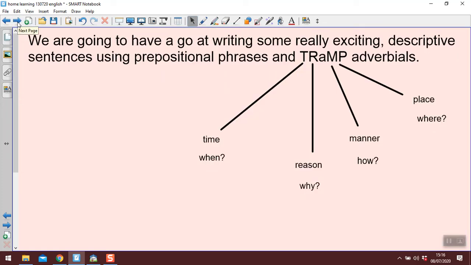We're going to have a go at writing some really exciting descriptive sentences using prepositional phrases and TRAMP adverbials. So, if you remember from two weeks ago when we looked at adverbials, we had the T, R, A, M and P, and they each stood for something. The T stands for time, when did it happen? The R stands for reason, why something happened. The M stands for manner, how something happened. The P stands for place, where something happened. And the A just stood for adverbs or adverbials.